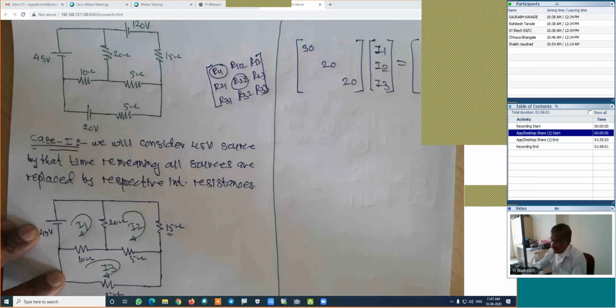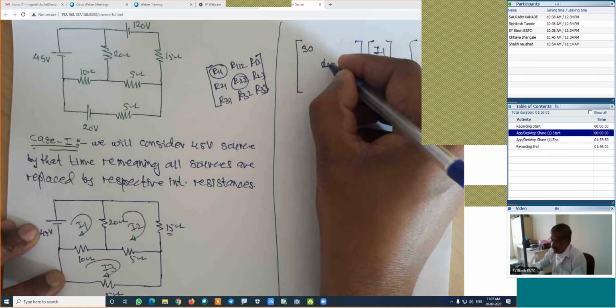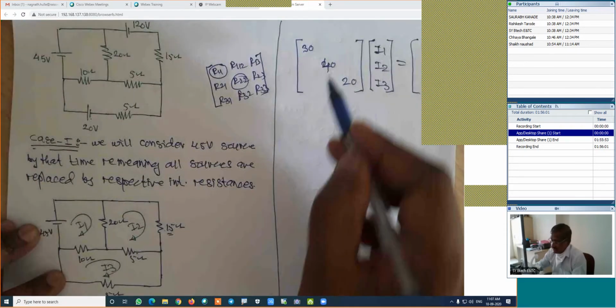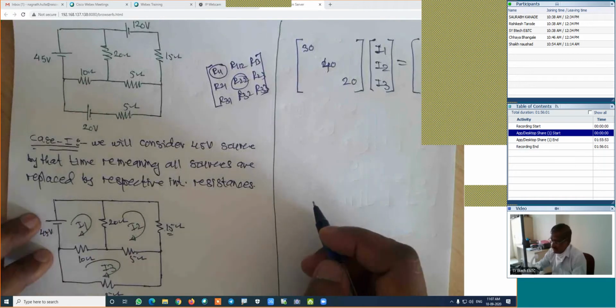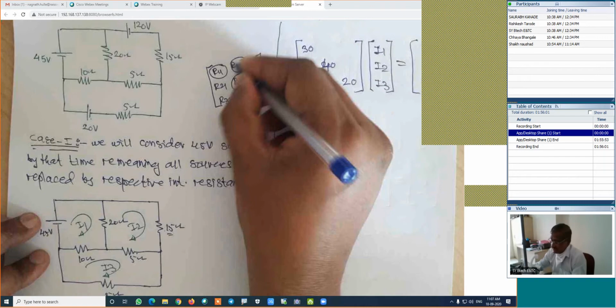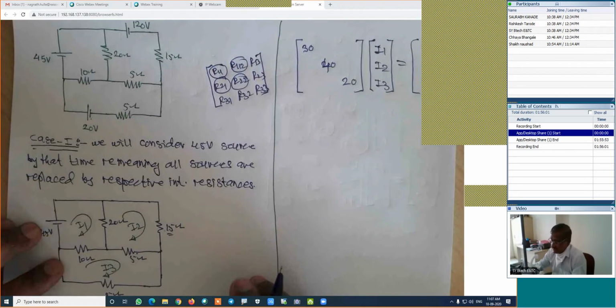R22 will be 40, right? R22? 40. Just wait. Yeah, it is 40. Correct. Because this is 20, this is 15 plus 5 will be 20, and 20 and 20 it will be 40. Absolutely correct. Now here we are interested in R12 and R21, both simultaneously.